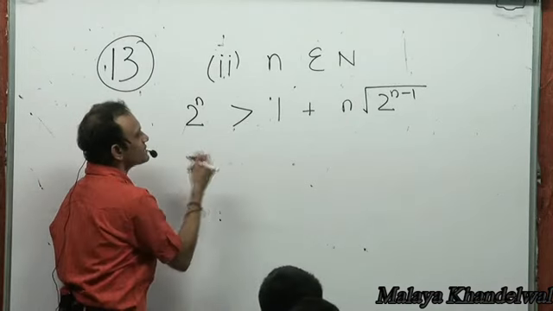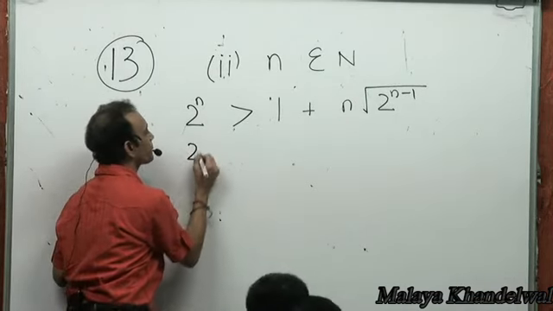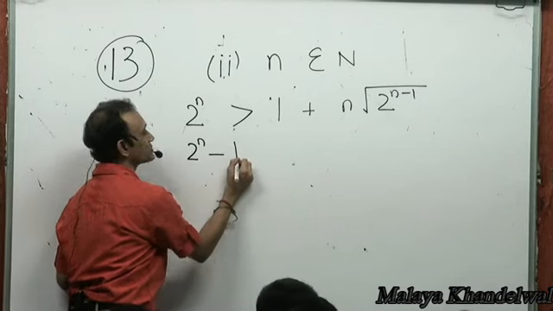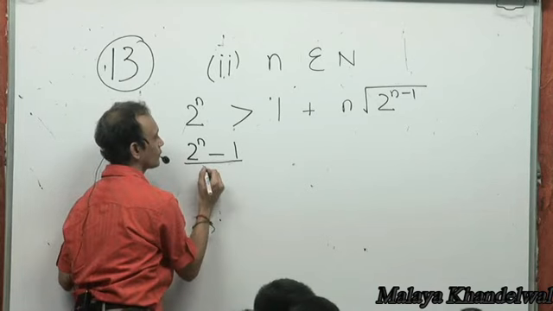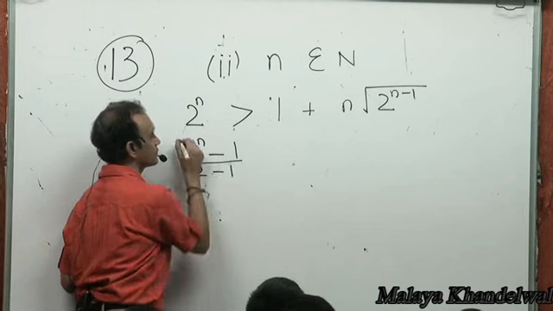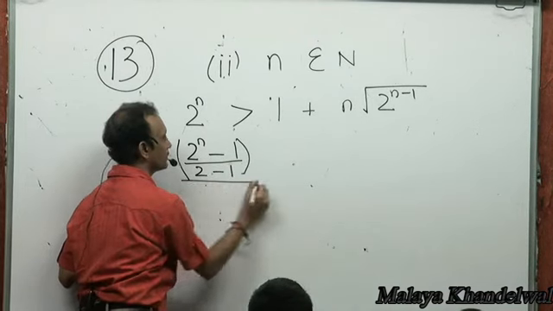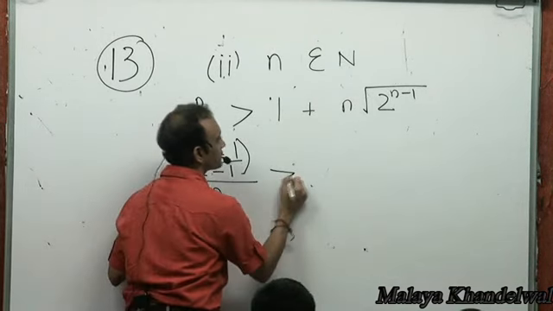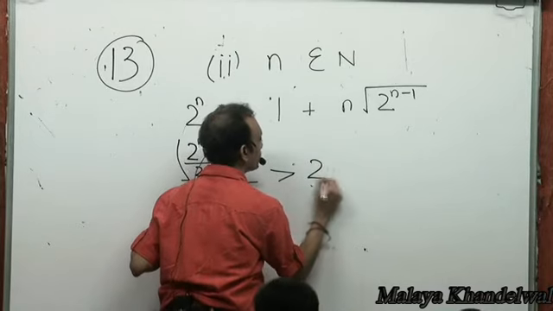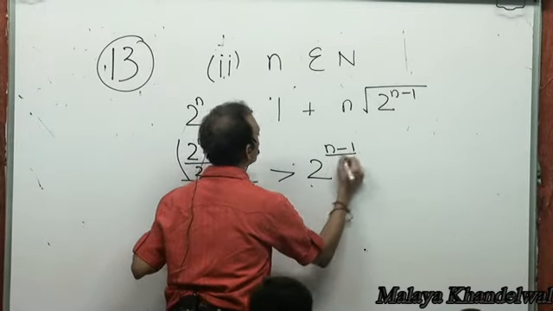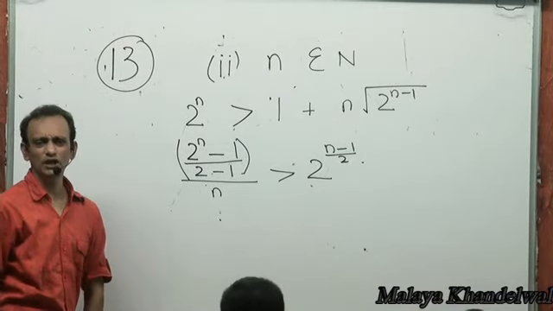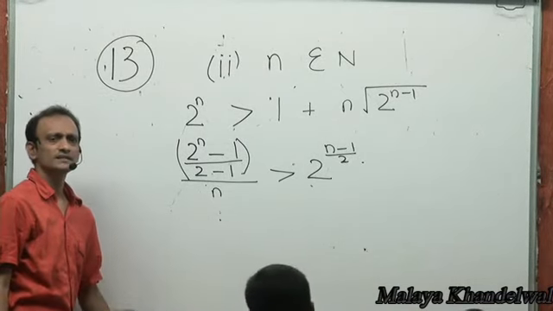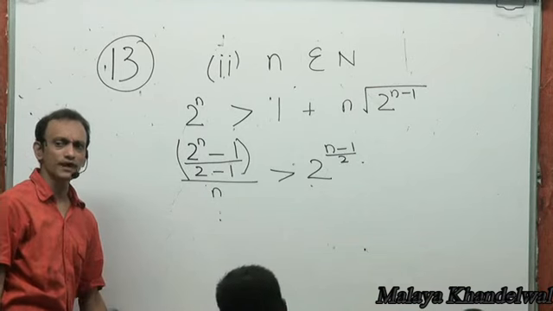Now, this is as if we want to establish that (2 to the power n minus 1) by (2 minus 1), divided by n, is bigger than 2 to the power n minus 1 by 2. Yes or no? That's an equivalent problem to address, right?